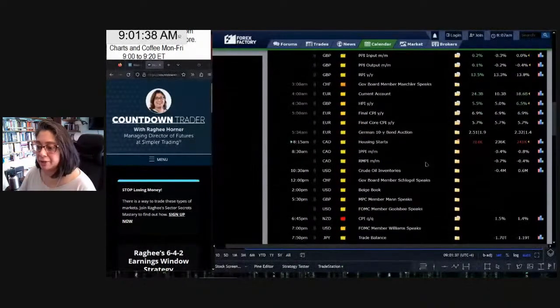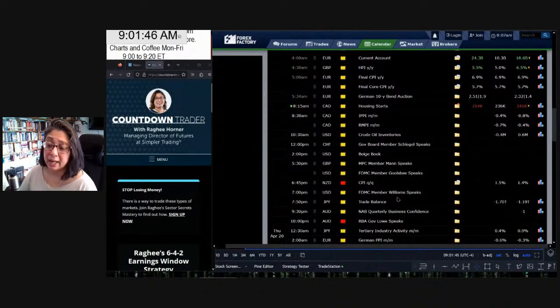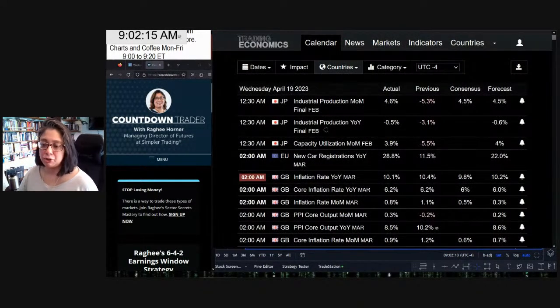Today's calendar is pretty darn quiet in terms of US data. As you can see here, Wednesday, we do have an evening FOMC member, Williams. That's going to affect more the Asian session and obviously Thursday's open, but pretty quiet in terms of data. Crude oil inventories, we'll be taking a look at that when I see my folks in the Sector Secrets Mastery later on this morning. 5:30, FOMC member Goolsby. So most of the stuff that we're going to get in terms of FOMC chucklehead talk is going to be after the close.